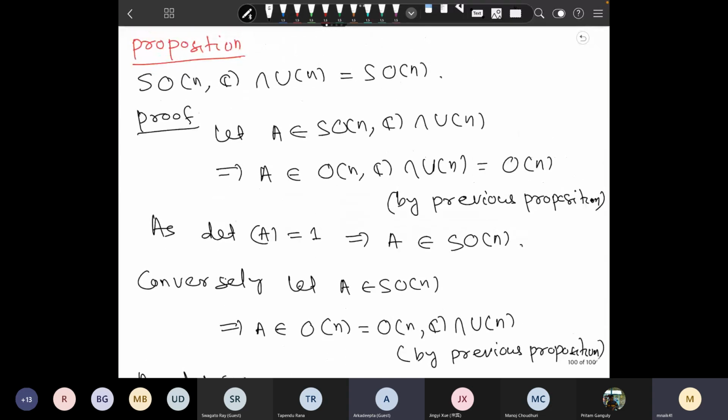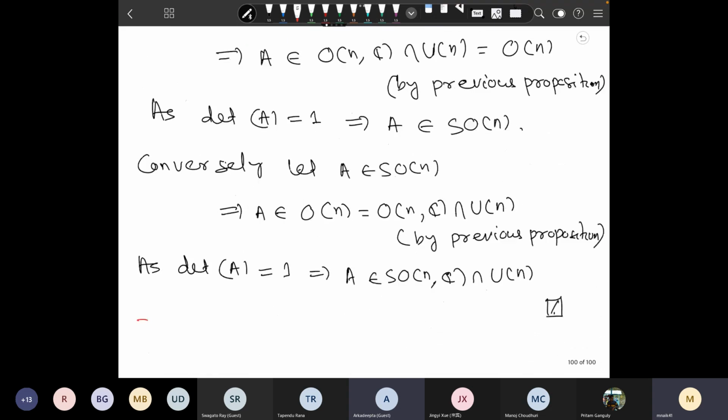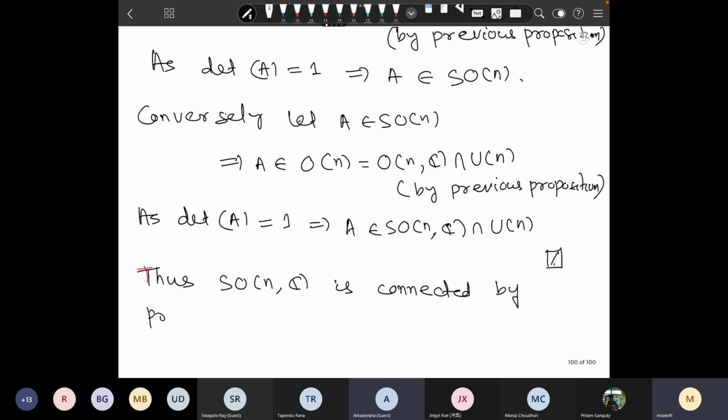Now, this SON is connected. So that will give me, thus, SONC is connected, by the previous proposition and the polar decomposition theorem.